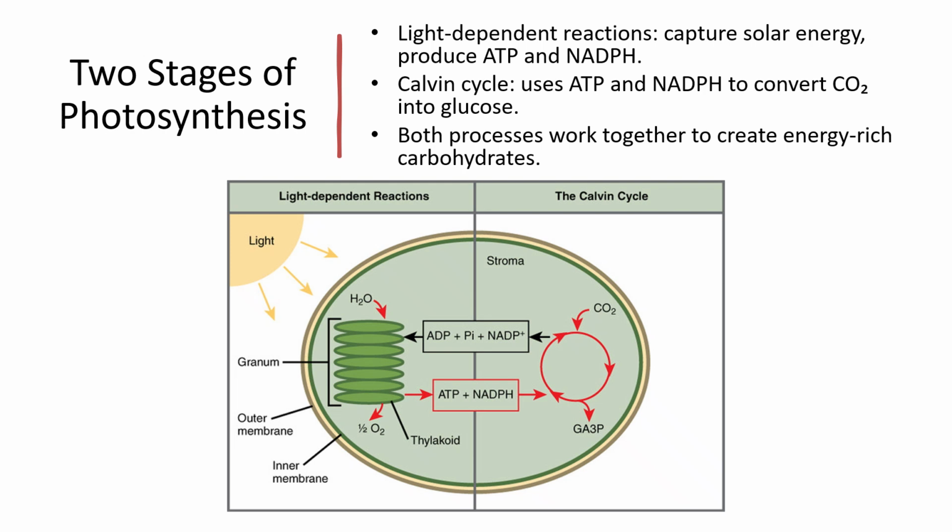Photosynthesis runs in two linked stages. First, the light-dependent reactions capture energy from sunlight. They use water, release oxygen, and make the energy carriers ATP and NADPH. Second, the Calvin cycle uses those carriers to fix carbon, pulling CO2 from the air and assembling sugar molecules. Think of the light reactions as charging the batteries, and the Calvin cycle as using those charged batteries to build the product. Neither stage works alone, they're a team.